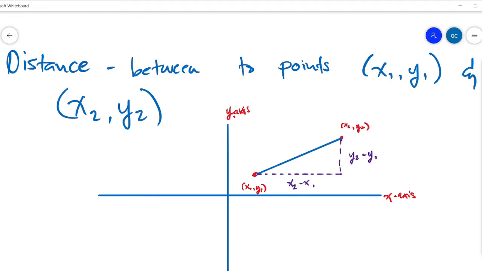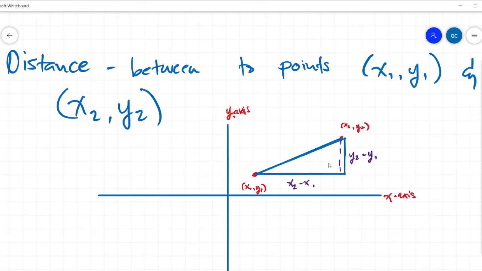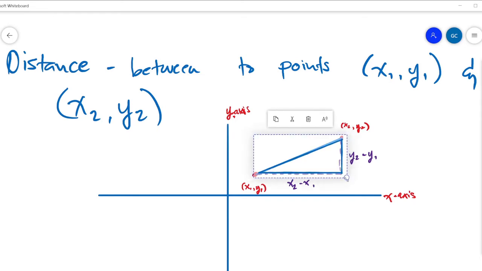Okay? So, let's trace it. So, we have here a right triangle. It's not exactly straight, but anyway, we have here our right triangle. So, just approximate that what I drew is accurate.